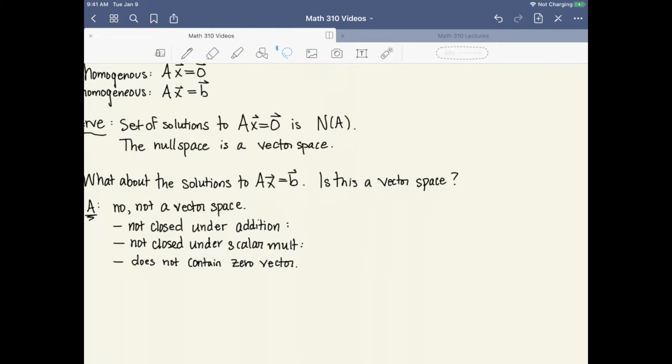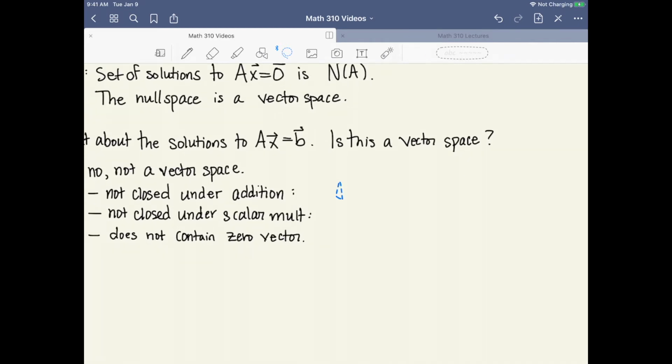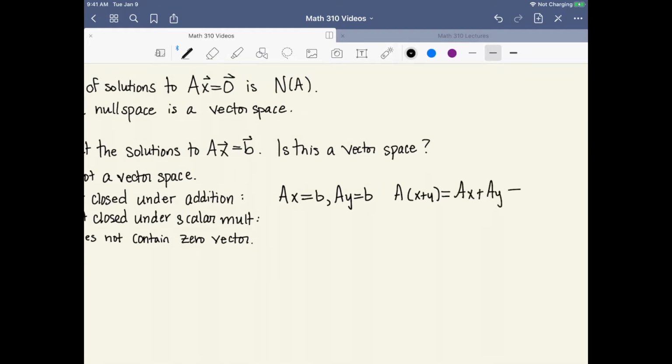Suppose you have two solutions that you want to add together, x and y. If x is a solution, then Ax is equal to b. And if y is a solution, then Ay is equal to b. But A(x plus y) is equal to Ax plus Ay, and now that's equal to 2b, not b. So that's not a solution. Likewise, if you have x and it's a solution, Ax equals b, and then you take a scalar multiple, A of a scalar c times x is c times Ax. And that's going to be a scalar multiple of b. So unless c is equal to 1, this isn't going to work out either.